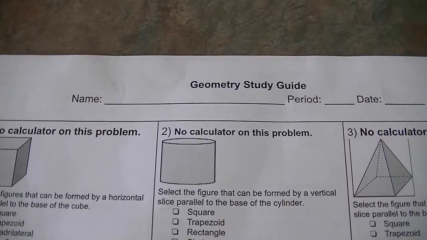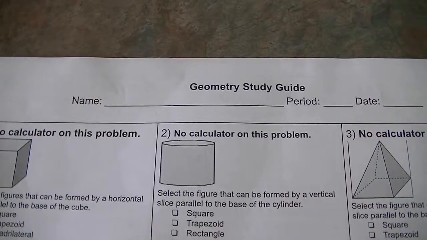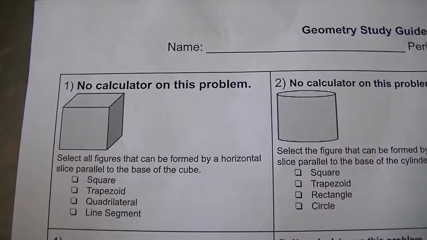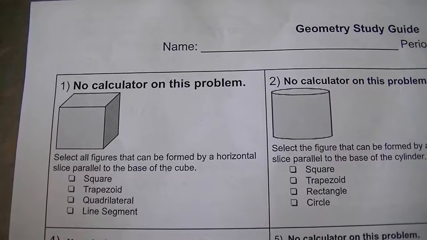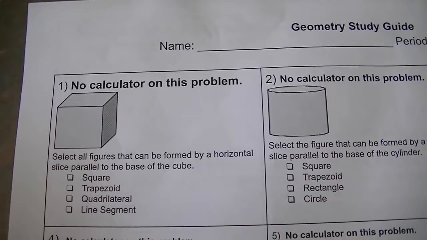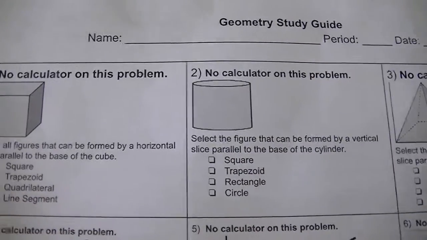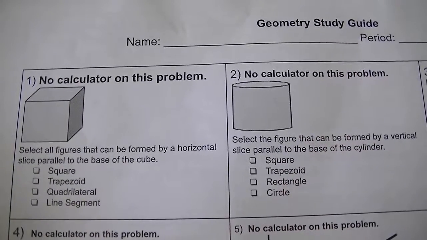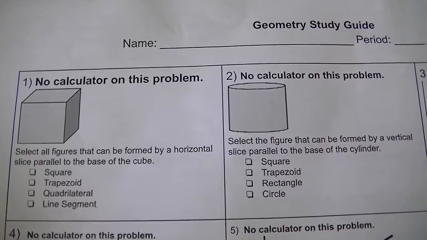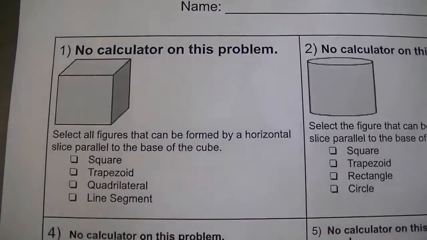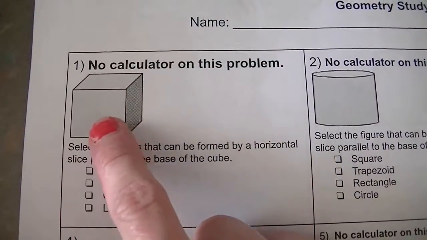This video is going to show you how to complete the problems on your geometry study guide. So number one, you'll notice that you cannot use a calculator on this problem. And I wrote that on there because on the test, the problems similar to these three problems don't allow you to use a calculator. So I just wanted to alert you that you can't use a calculator on these problems, okay? So anyway, right here we have, it looks like a rectangular prism.